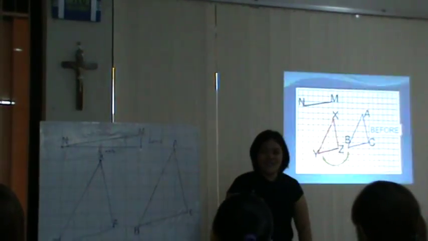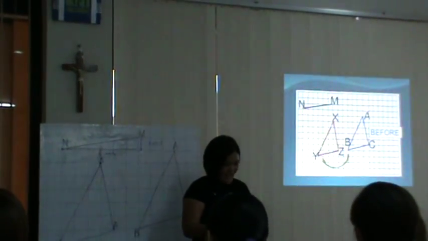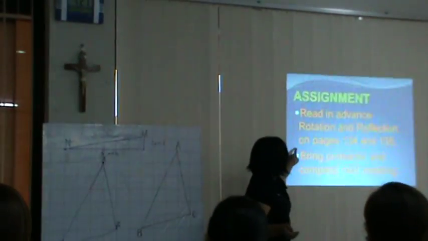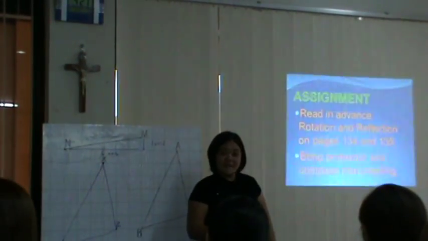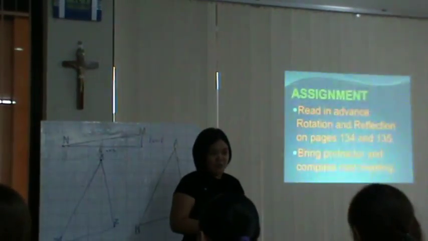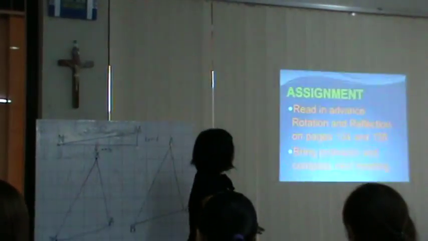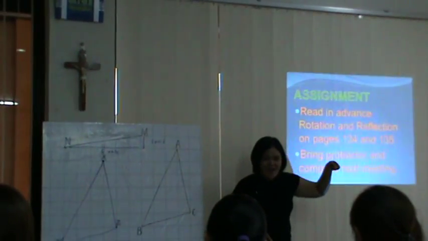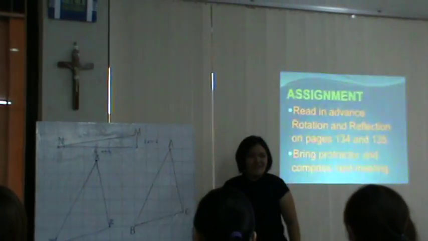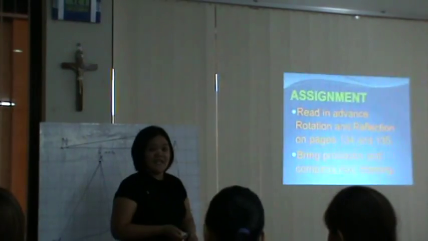Okay? Is that understood? Do you have any question? If you have no questions, please take note of your assignment that is found on pages 134 and 135 in your textbook, and that is about the other kinds of transformation, which is the rotation and the reflection. Okay, and also please don't forget to bring protractor and compass next meeting.